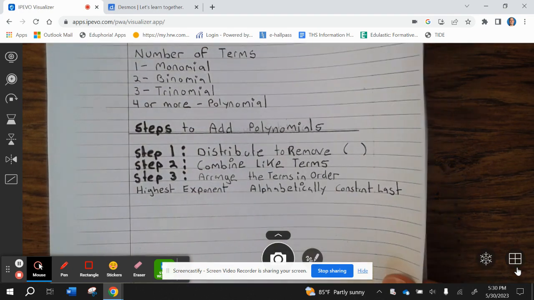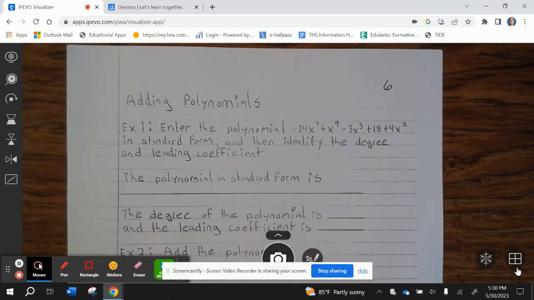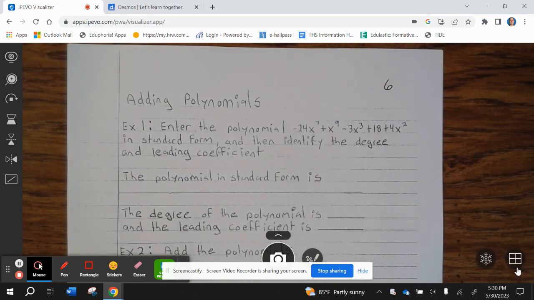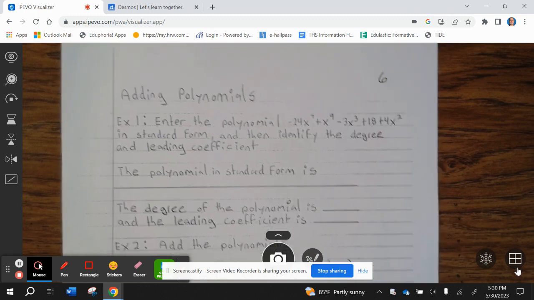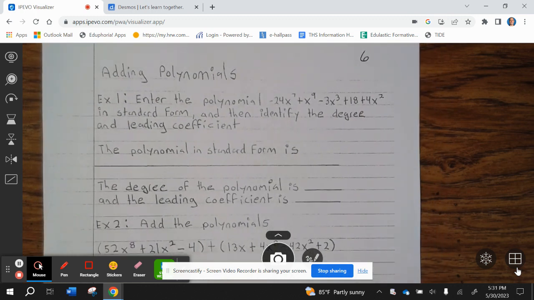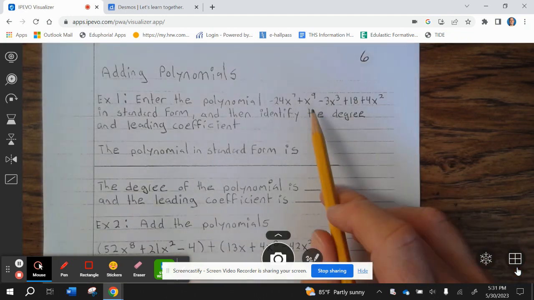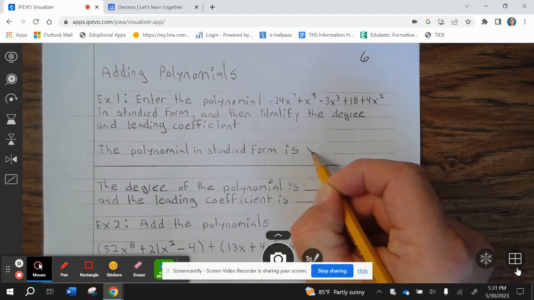All right, let's take a look at the first example. Adding polynomials. Example 1. Enter the polynomial negative 24x to the 7th plus x to the 9th minus 3x cubed plus 18 plus 4x squared in standard form, and then identify the degree and leading coefficient. The polynomial in standard form is: you find the highest exponent, which is x to the 9th.